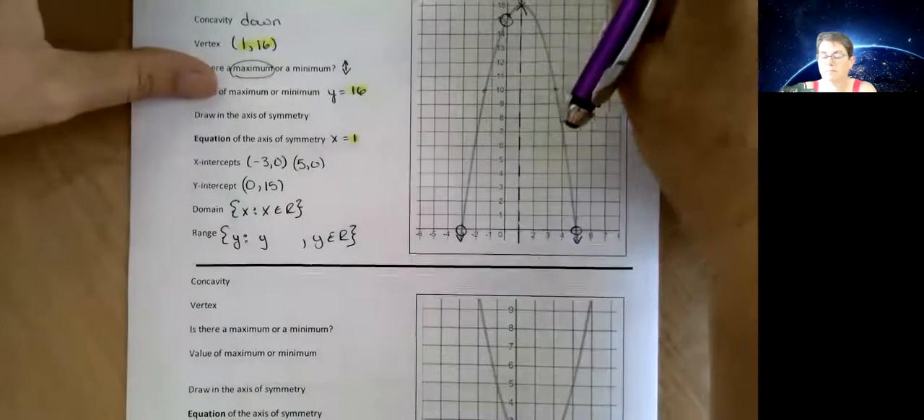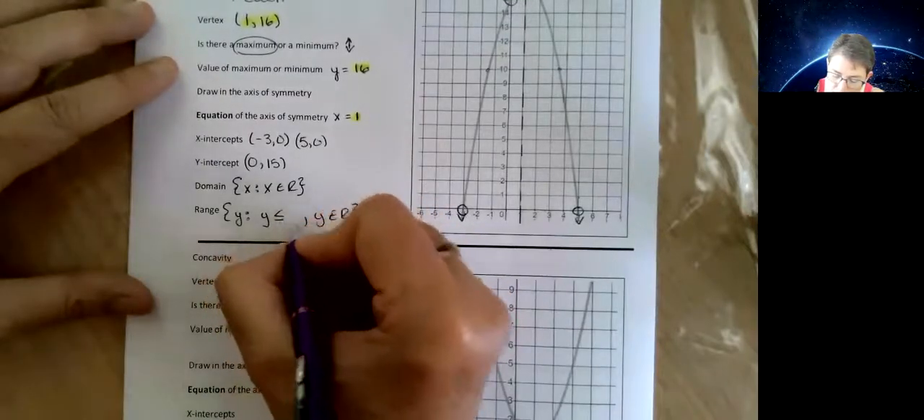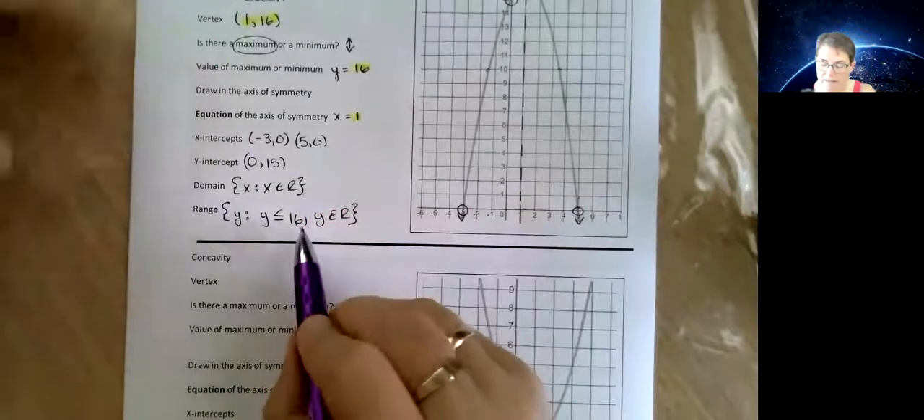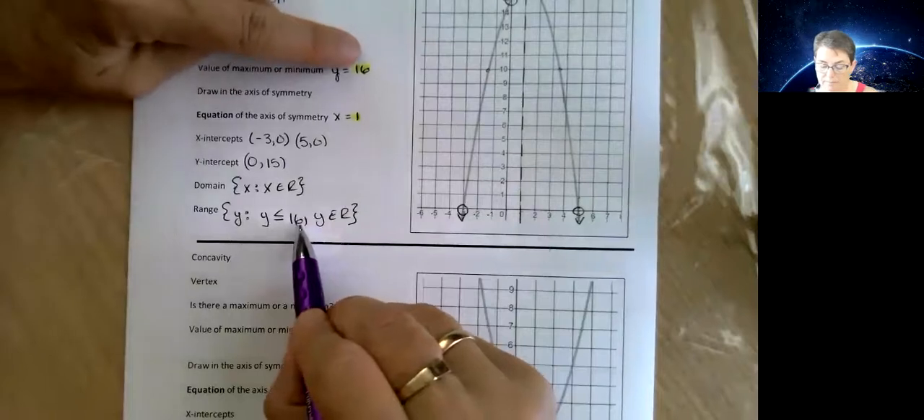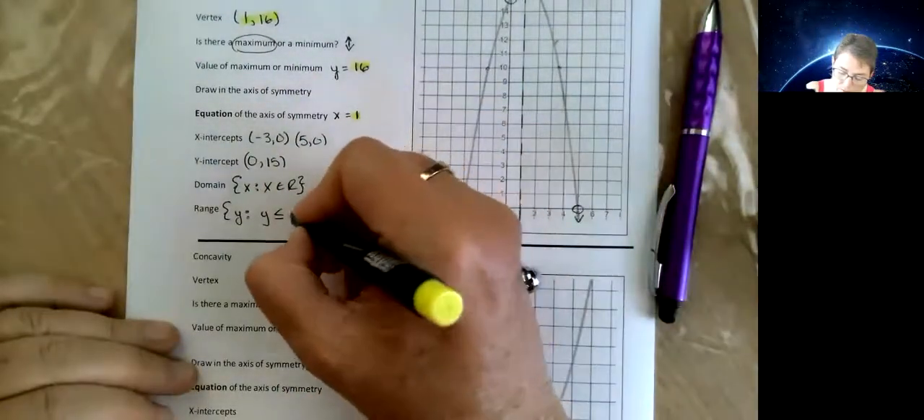Sorry, the graph isn't there anymore. So y is less than or equal to 16. And this is also going to match, because this number is always going to be your maximum or minimum of your vertex. So that's 1, 2, 3 spots where that shows up.